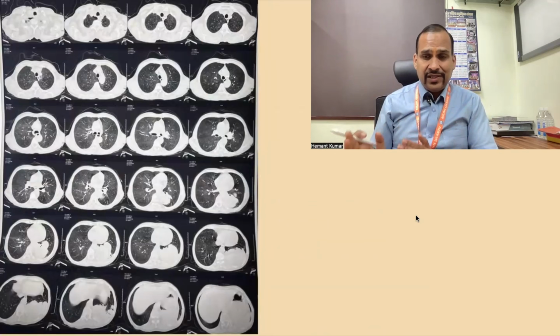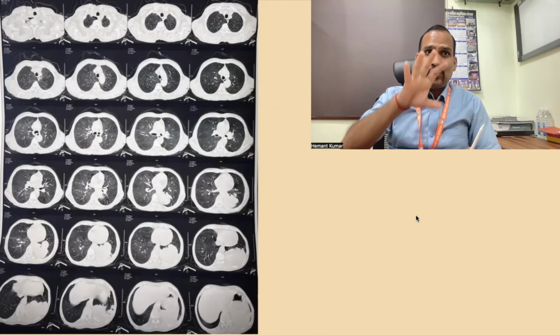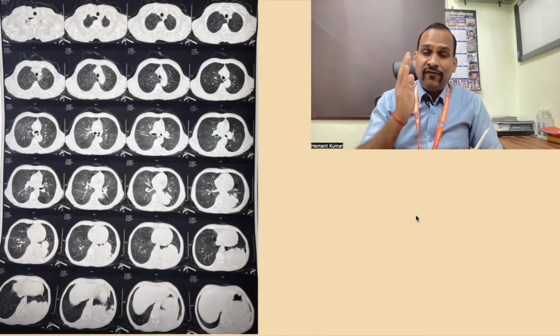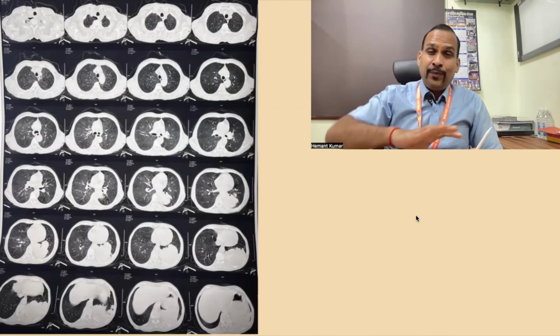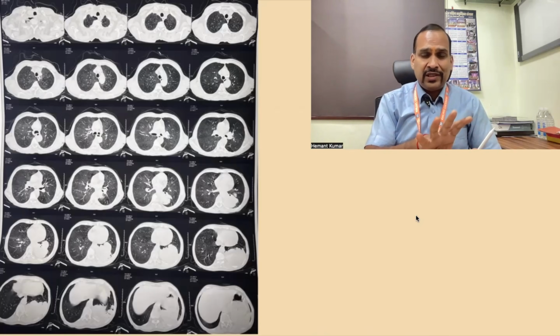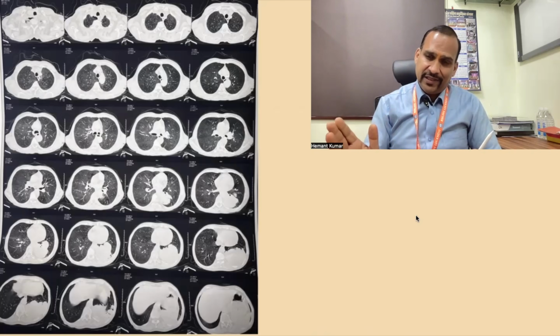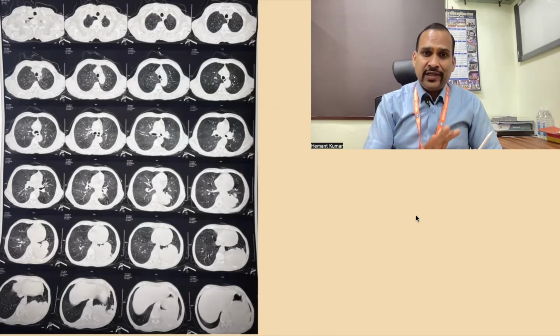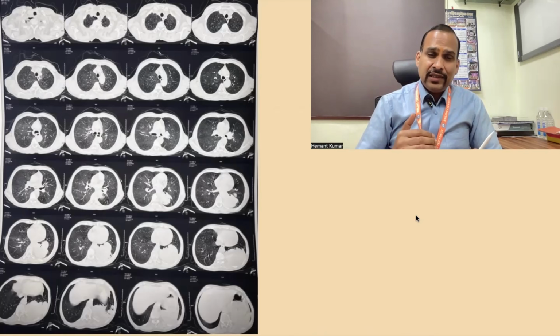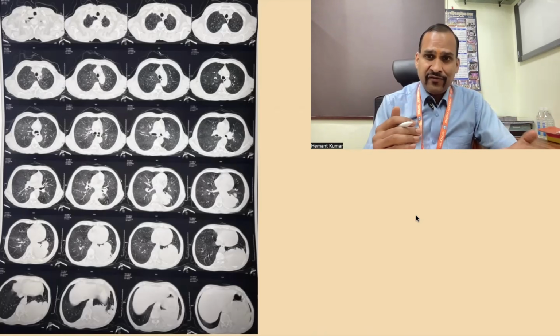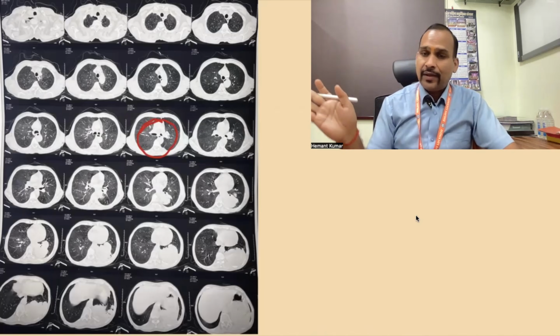So what is the next investigation? You have found that there is opacity in the left lower lobe. To confirm this opacity, to confirm the border of this opacity and the nature of this opacity, we have to get a CT scan done. The ideal CT scan is contrast CT, CECT, but unfortunately this patient came with a non-contrast CT. So if you see the CT carefully you can appreciate the lobes. So first we have to identify the carina. This is the carina where the trachea bifurcates into the left bronchus and right main bronchus.